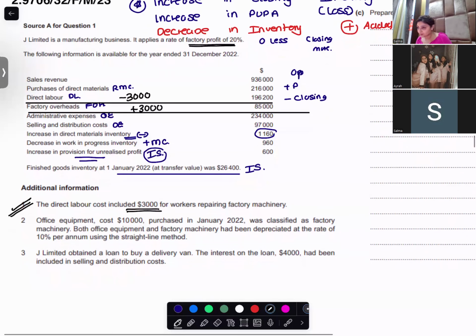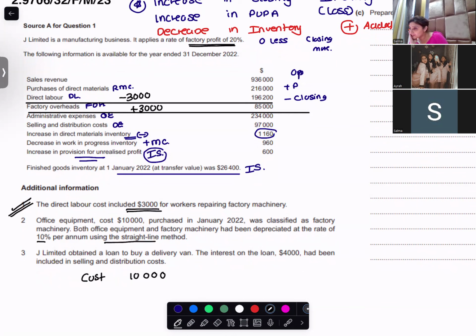Next adjustment. Next is office equipment cost $10,000, purchased in January 2022, was classified as factory machinery. Both office equipment and factory machinery had been depreciated at the rate of 10% per annum using the straight line method. Okay.